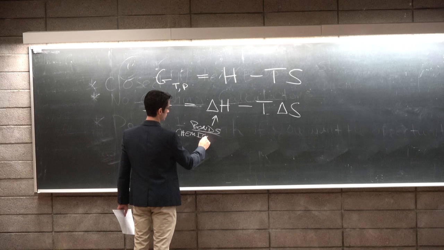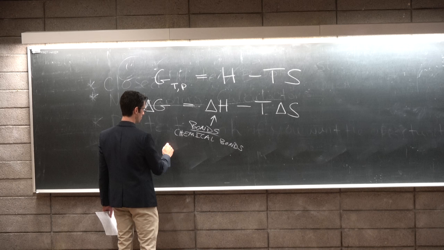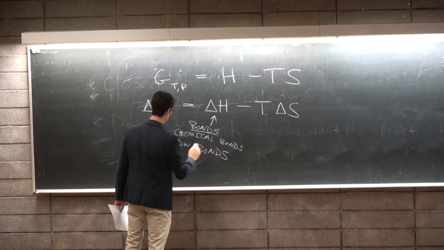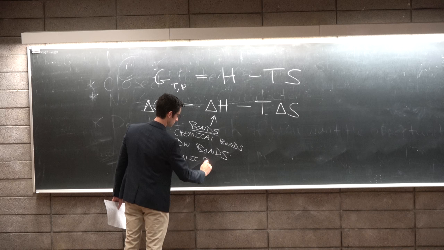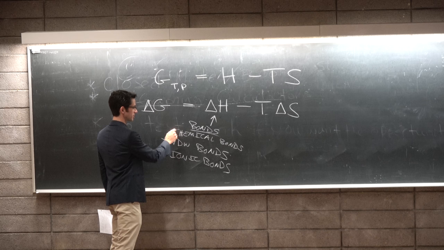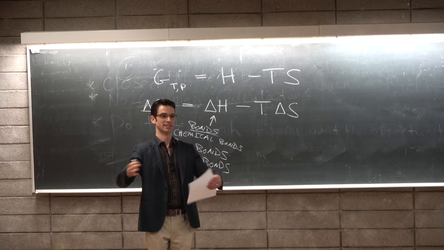Or covalent bonds, and also van der Waals bonds, and also, we'll say, ionic bonds. These two are really electrostatic in nature. This one is a little bit more quantum mechanical in nature because you have these atomic orbitals that hybridize to form molecular orbitals. But in terms of their effect on delta H, they're similar.